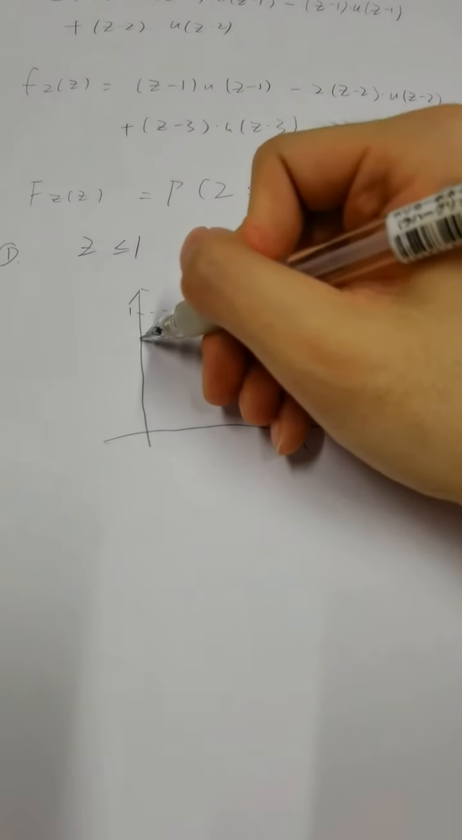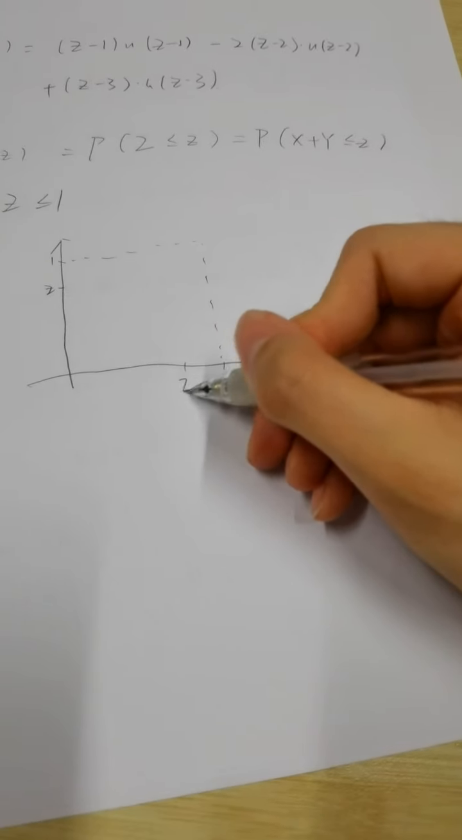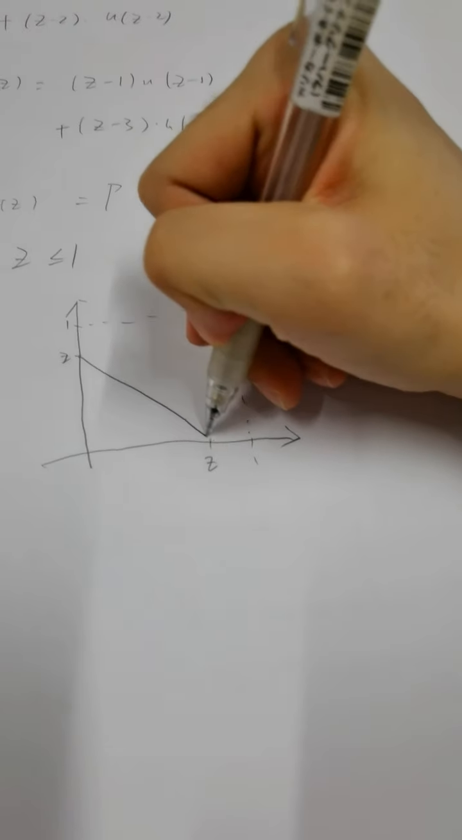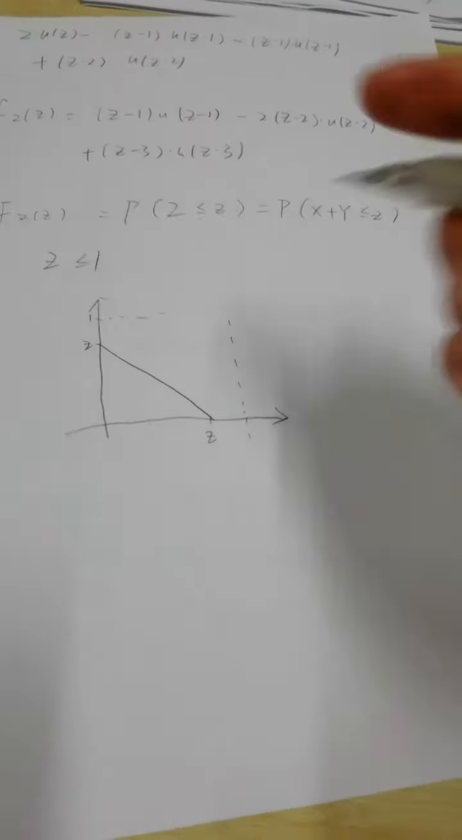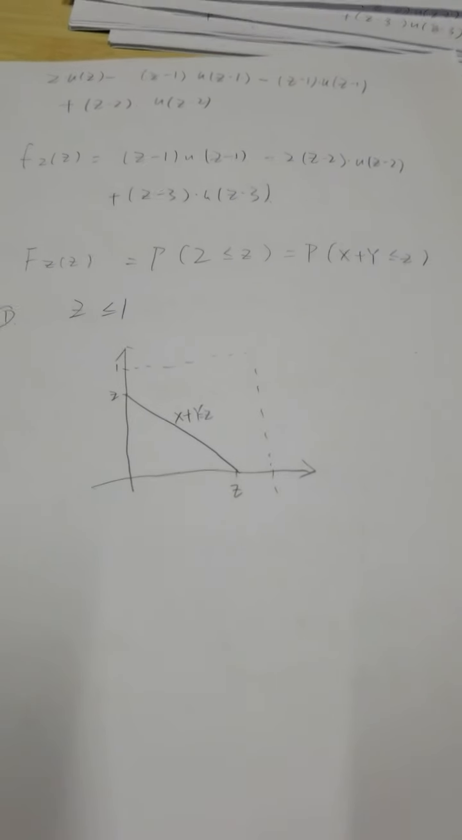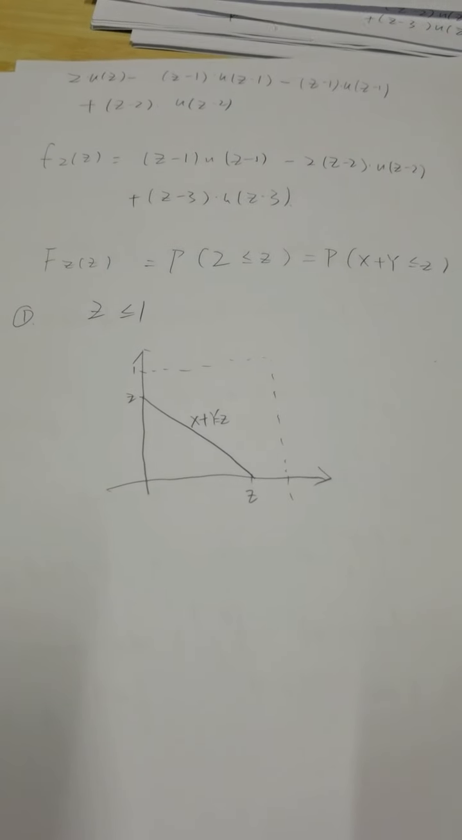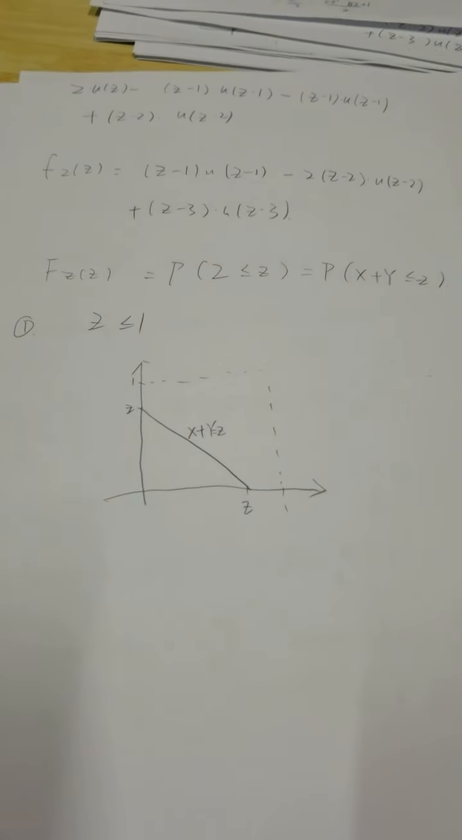Because z is less than 1, we need to use this part, and we draw a graph. And for this line, which is x plus y equal to z, we want the part where x plus y is less than or equal to z, which is this part. So from the area of that one, we can directly write out the distribution F_Z is equal to z times z divided by 2.